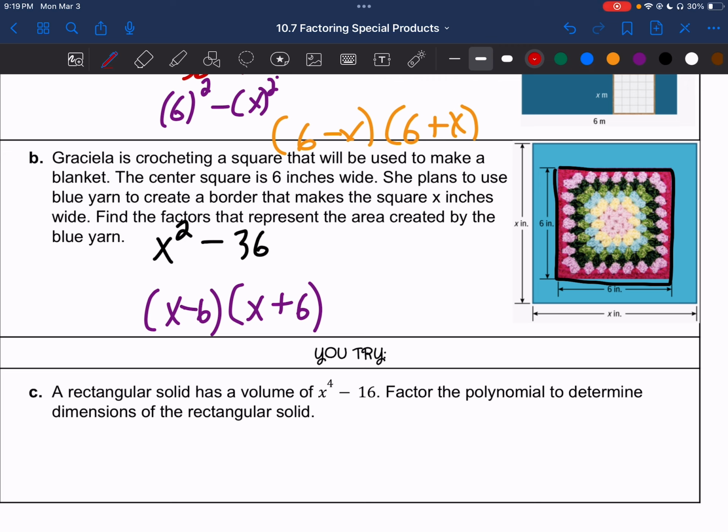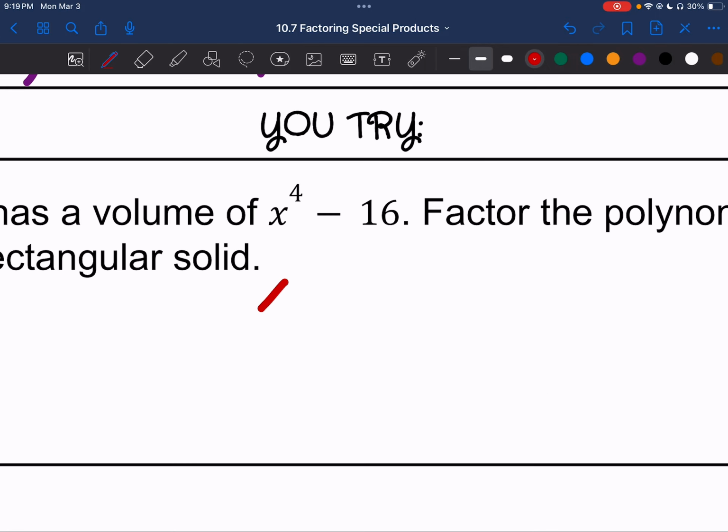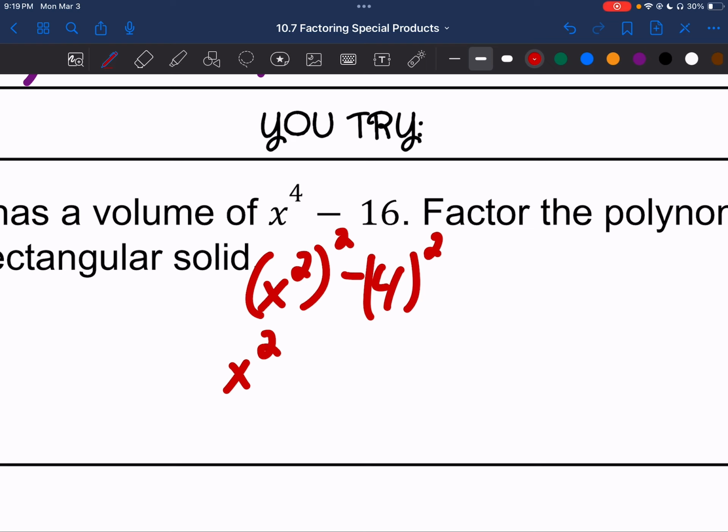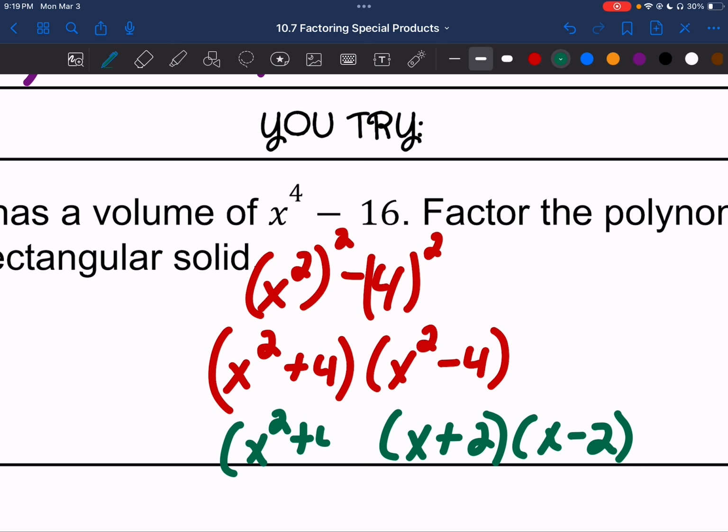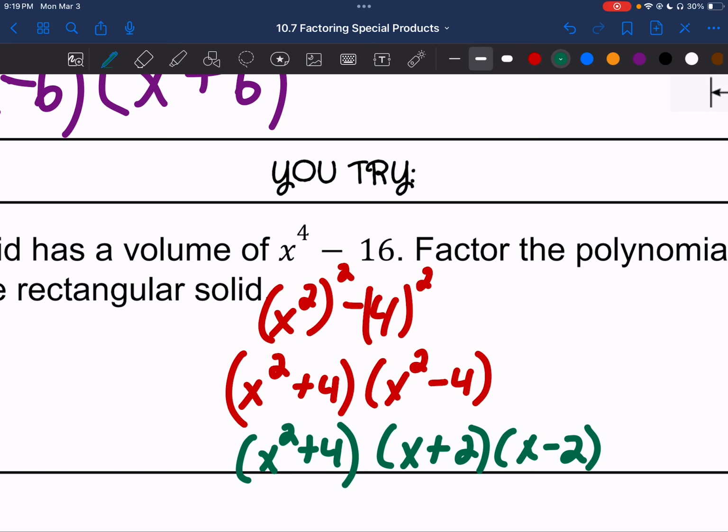So we start off with x to the fourth minus 16. Well, that's x squared minus 4 squared. So you've got x squared plus 4 and x squared minus 4. Difference of two squares, so you've got x plus 2, x minus 2, and you have the x squared plus 4. So those are your three dimensions of that solid: 1, 2, 3. Length times width times height will give you the volume of a rectangular solid.